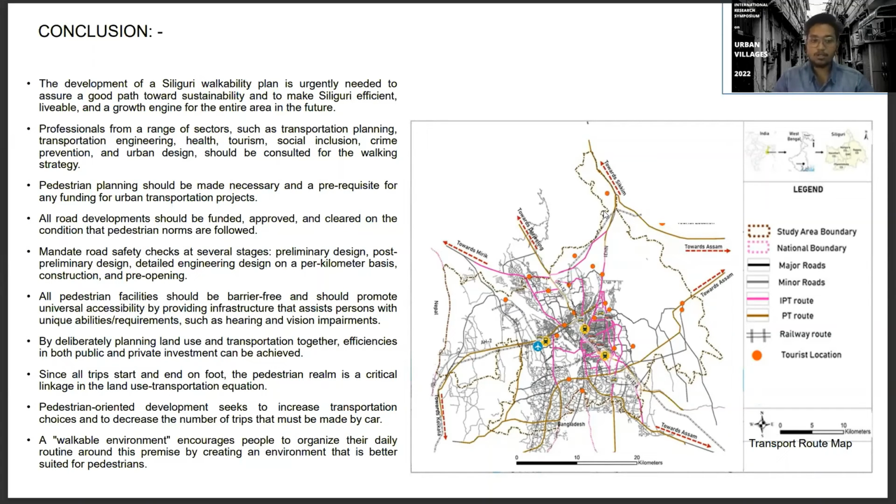Also, pedestrian oriented development seeks to increase transportation choice and to decrease the number of trips that must be made by car. And why exactly Siliguri needs a walkability plan or pedestrian oriented development is because it needs to grow in a sustainable way, because Siliguri is a growth engine for the entire area, and this needs to be preserved. This needs to follow sustainable development towards the future generations as well.